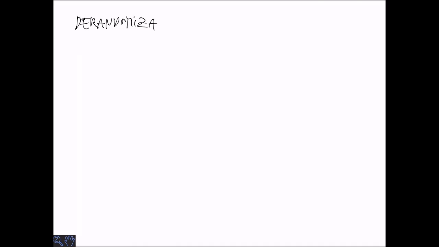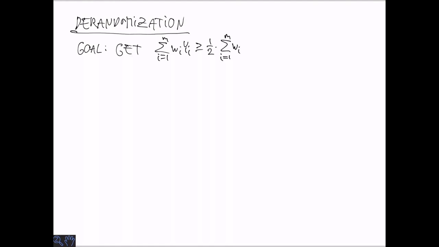So very often these randomized rounding techniques can be de-randomized. And we're going to illustrate it here, showing how we would de-randomize the random choices that we just saw. So the goal, of course, is to get something at least as good as the expectation.